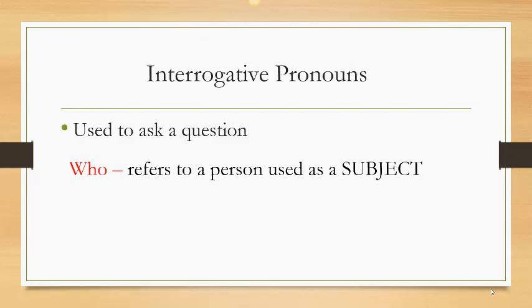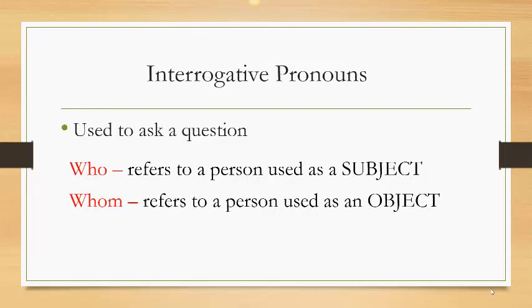The first one is who. Refers to a person used as a subject. So if you say, who brings you presents on Christmas, you would say Santa brings you presents. Santa is the subject. Versus whom refers to a person used as an object. So that's if your answer is the object of a sentence. To whom does Santa bring gifts? Santa brings gifts to us. That's an object.